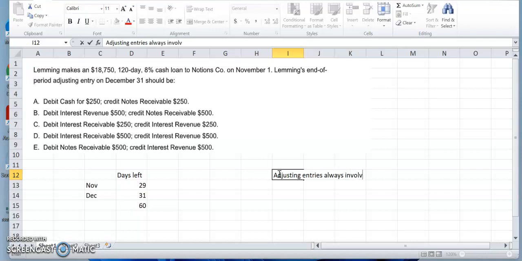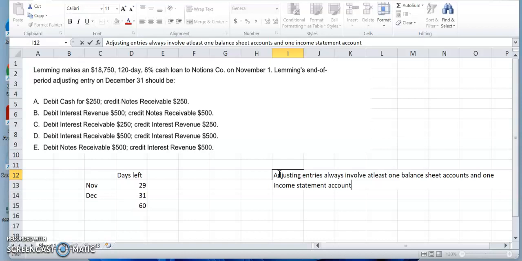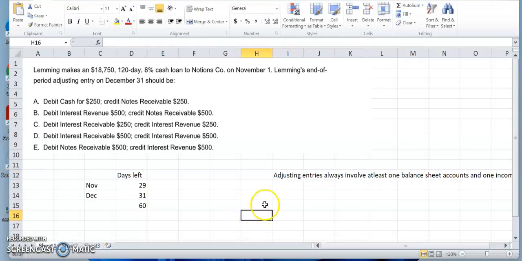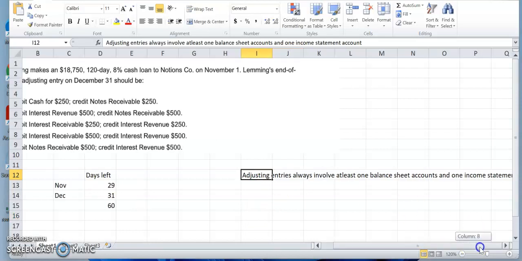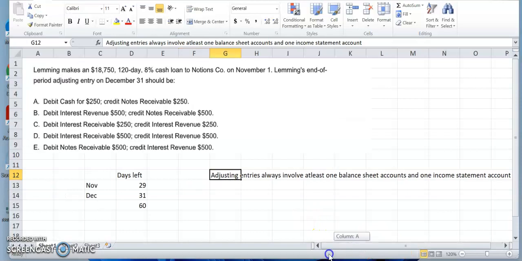So what you've got to know about adjusting entries is that they always involve at least one balance sheet account and one income statement account. It doesn't matter what adjusting entry you're doing. You can be doing accrued revenue, accrued expenses, it doesn't matter. Adjusting entries always involve at least one balance sheet account and one income statement account, no matter what. So if you know that, we can at least eliminate some answers here.